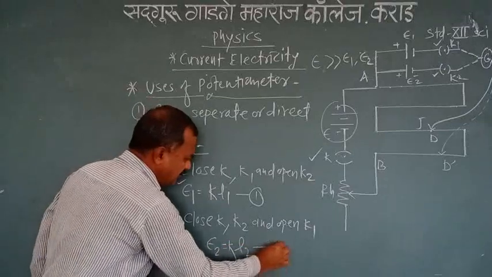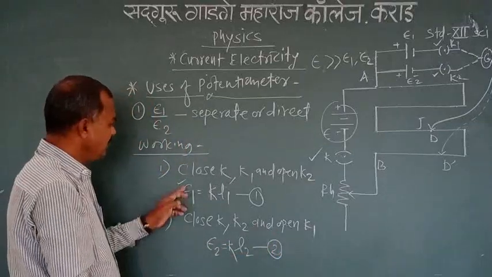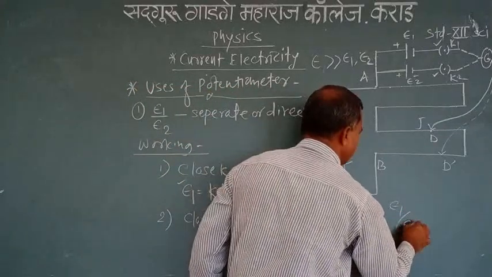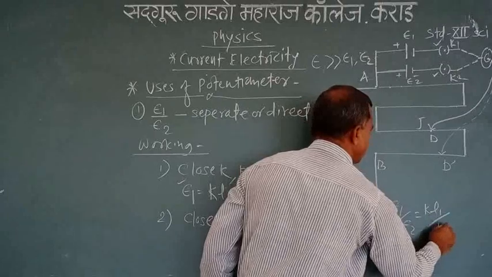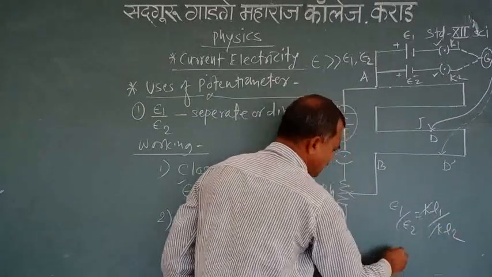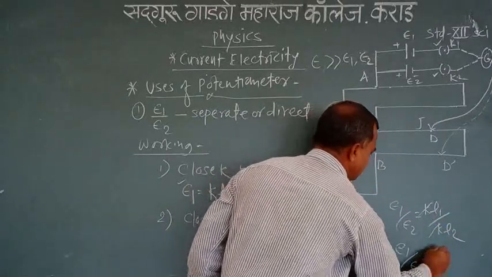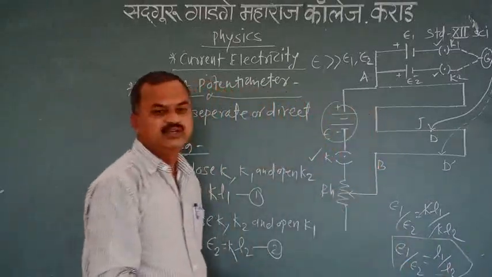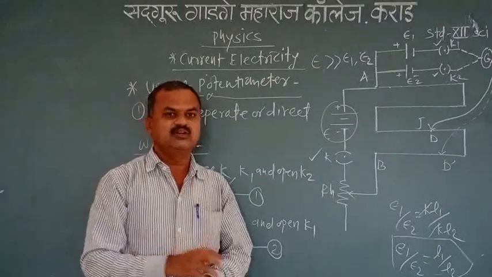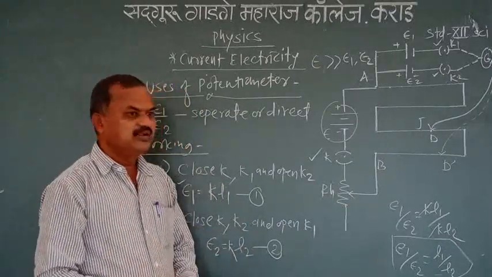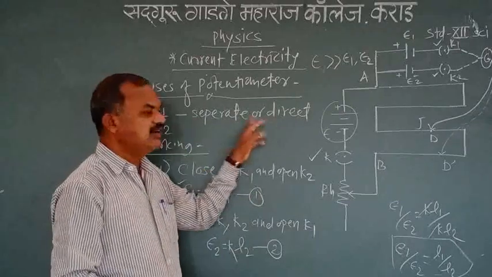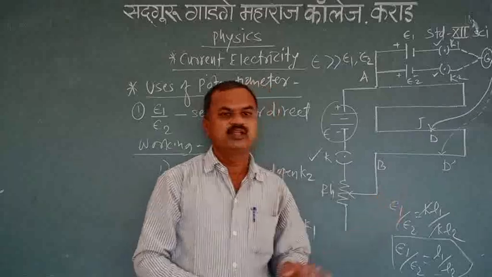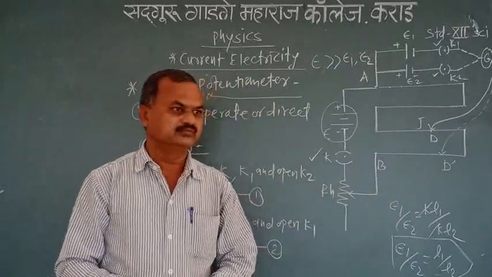Here, suppose this is equation number 2. Then divide equation 1 by 2. E1 divided by E2 equal to KL1 divided by KL2. Common term gets cancelled. E1 divided by E2 equal to L1 divided by L2. This is the formula for determination of E1 divided by E2, means comparison of EMF of given two cells by potentiometer using separate or direct method. By knowing the value of L1 and L2, we can calculate the value of E1 divided by E2. Thank you.